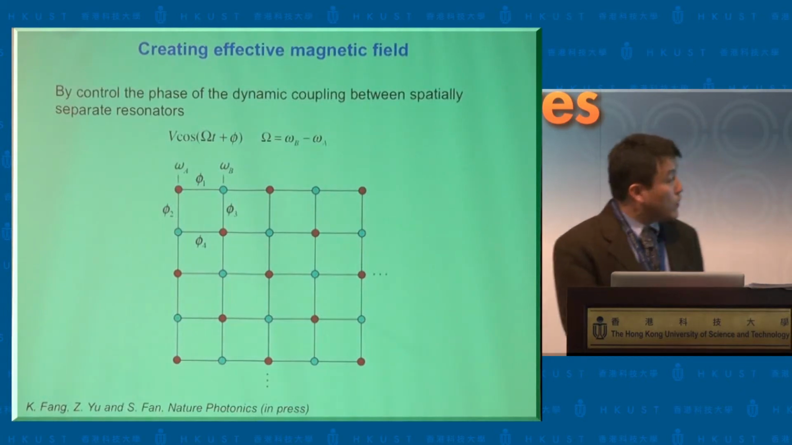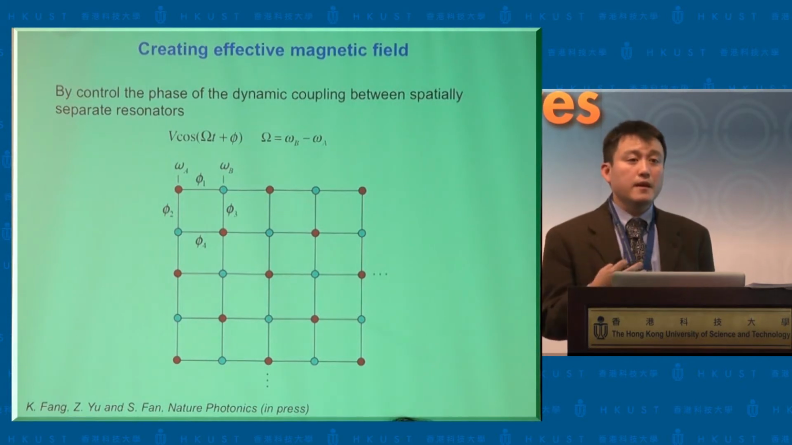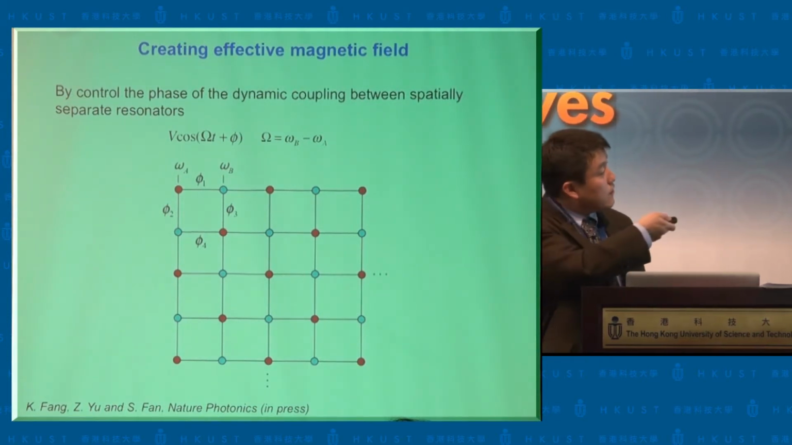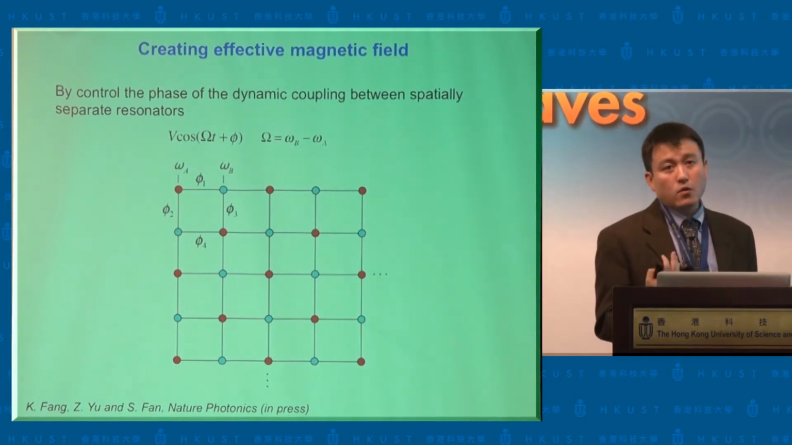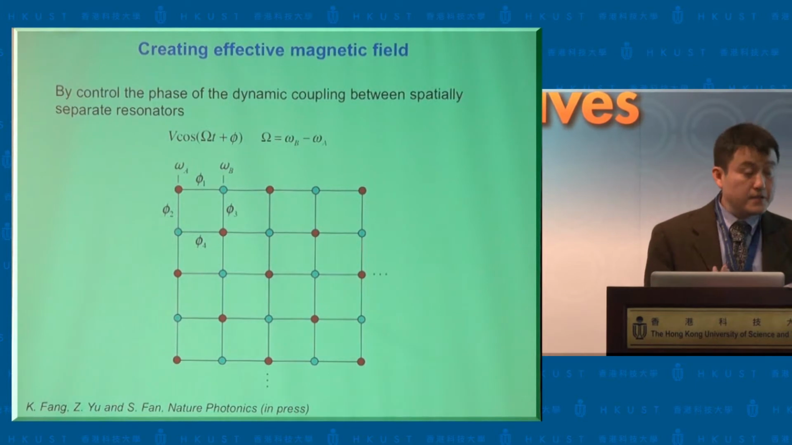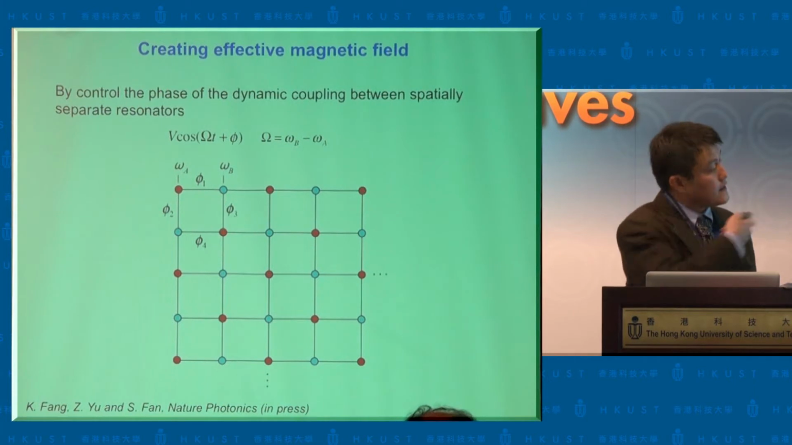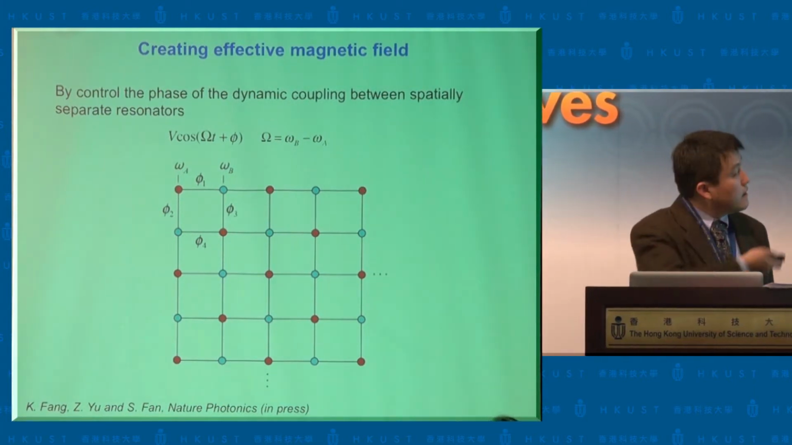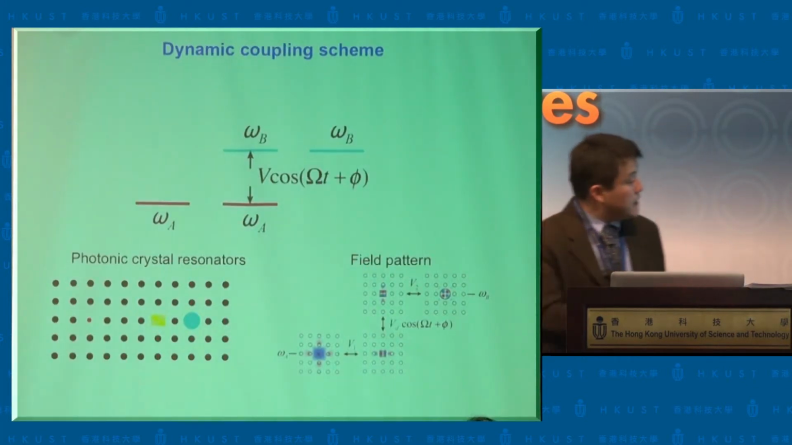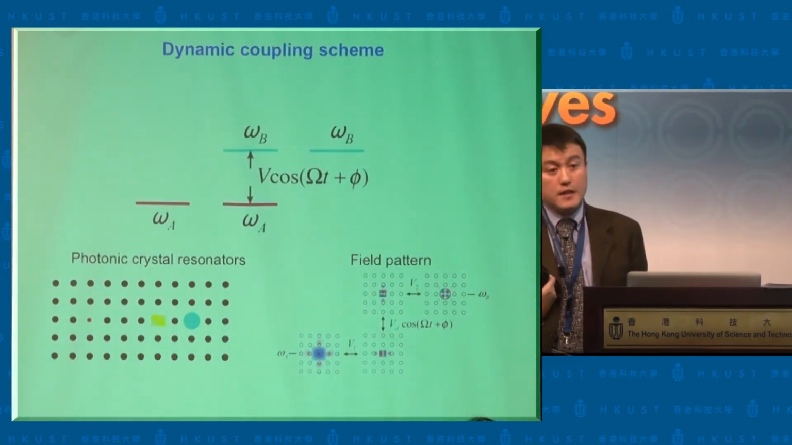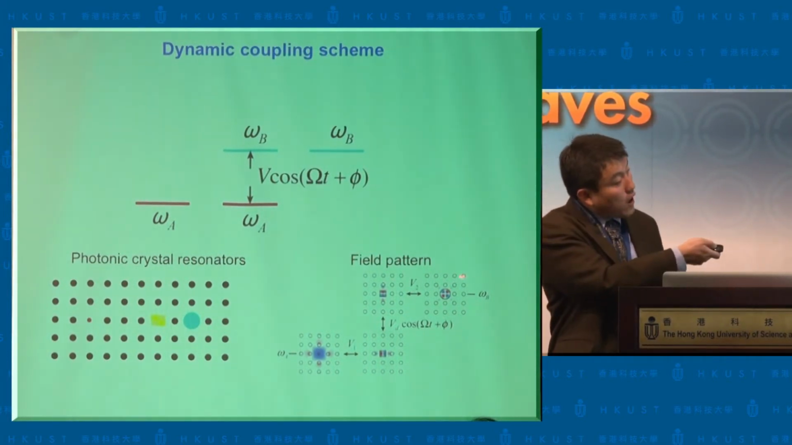In doing so, once you do the rotating wave approximation and you rotate out the frequency difference here, you will get exactly the same physical model as an electron moving on a lattice subject to a gauge field. Now, in order to have two resonators and create a dynamic coupling between them, one way you could do it is to imagine two resonators that are spatially separated. For example, one of them having a dipole mode, the other one having a quadrupole mode.